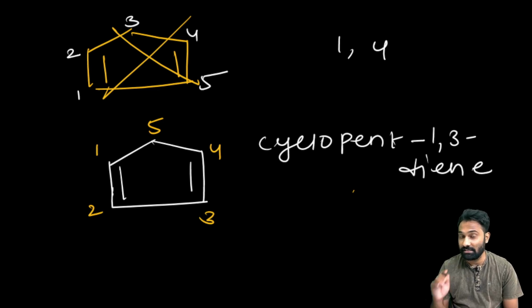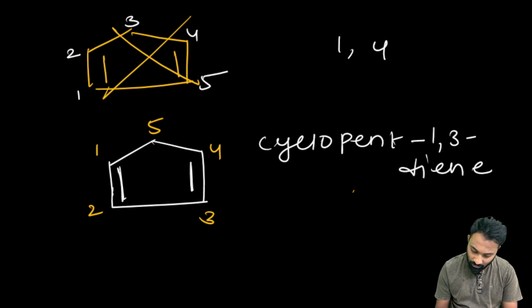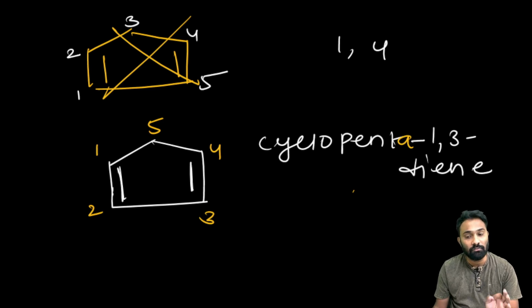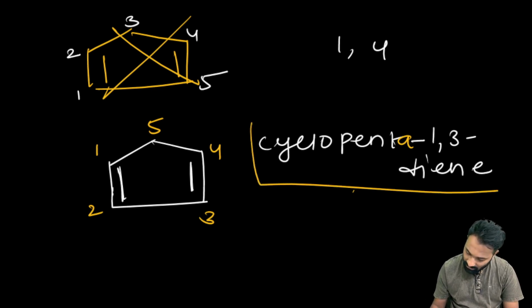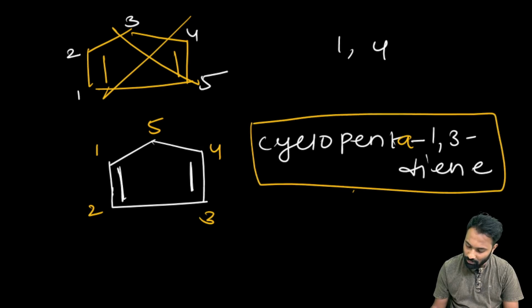No. Already I told you: if 2 symmetrical double bonds are present, then for the root word we have to add the letter A. So this is cyclopenta-1,3-diene. You have to be very careful whenever 2 or more symmetrical dienes or trienes are given. Clear? This will be the correct IUPAC name, cyclopenta-1,3-diene.